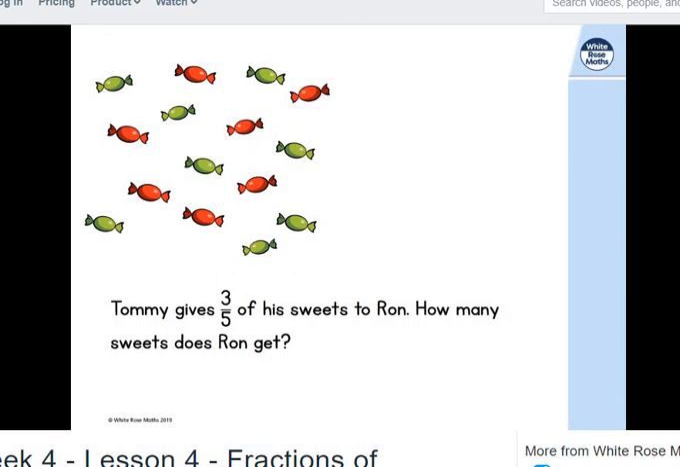Tommy gives 3/5 of his sweets to Ron. How many sweets does Ron get? Pause the video. Can you work this one out before we have a look? Let's have a look together.